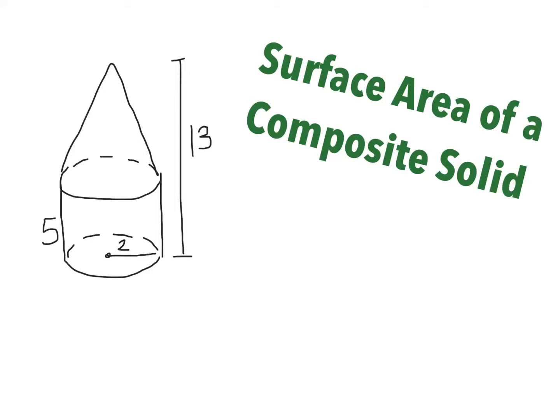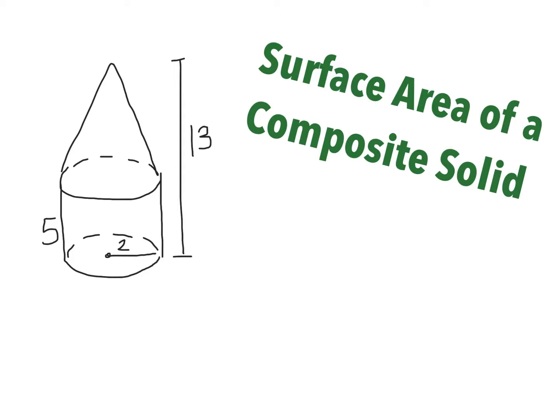All right, so let's look at how we would calculate the surface area of a solid that is composed of different solids that we're already familiar with. If you're looking at the picture that I drew, it has two different solids attached to each other. At the top, you should see a cone, and at the bottom, a cylinder.